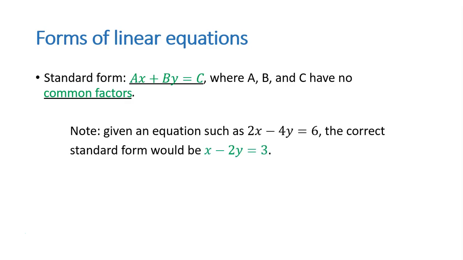In other words, suppose we had an equation like 2x minus 4y equals 6. This would not actually be considered a correct standard form because notice that the coefficients, all the constants in the problem, have a common factor of 2. So to get the correct standard form, we would divide out that 2 from each of the coefficients, and we would be left with x minus 2y equals 3 as our correct standard form.